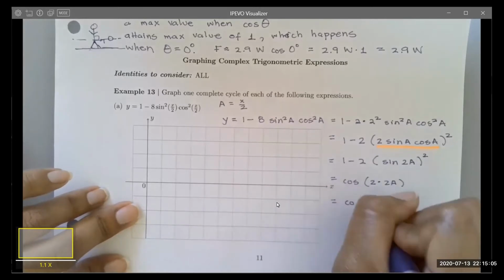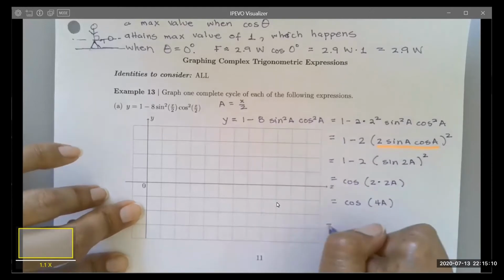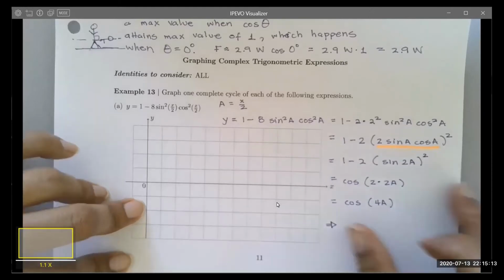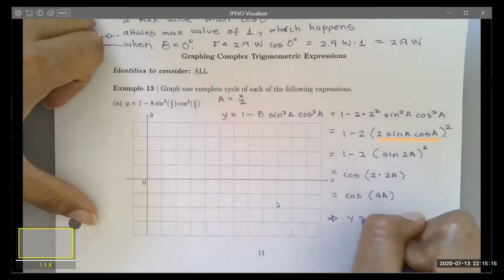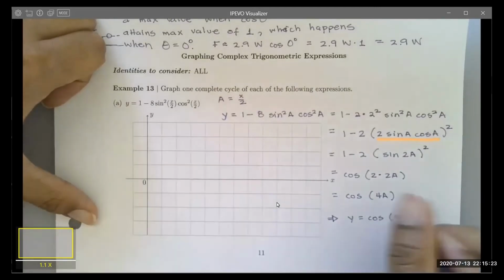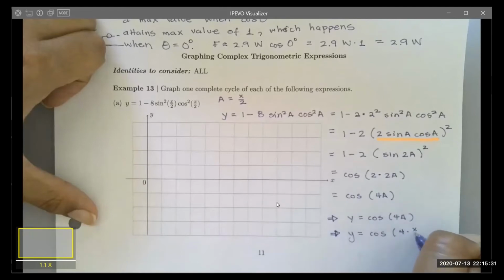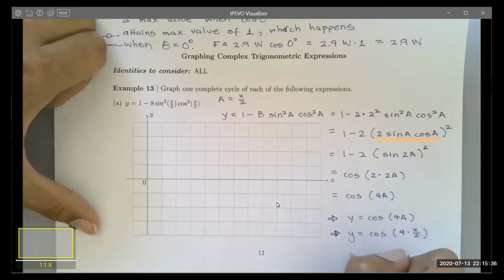And that is just in turn cosine of 4a. Okay, so we're almost at the point where we're able to graph this, because now we have y is equal to cosine of 4a, but a was representing x over 2, so let me just go in and write that. That's y equals cosine of 4 times x over 2. The 4 and the 2 cancel, and a 2 is left over. So in reality, what we're graphing is cosine of 2x.